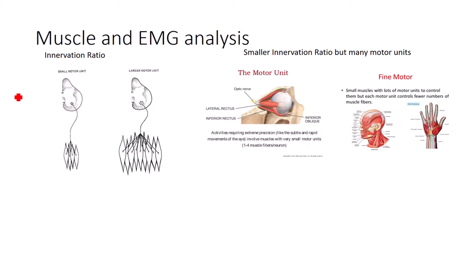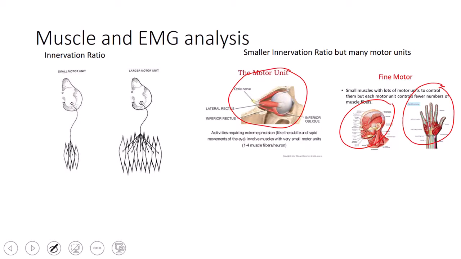So muscles that control very fine motor movements, such as eye movements, muscles of the fingers, or muscles of the face, are going to require very fine motor control, and these will typically have much fewer muscle fibers per motor neuron. Okay, so we can have better motor coordination and control.